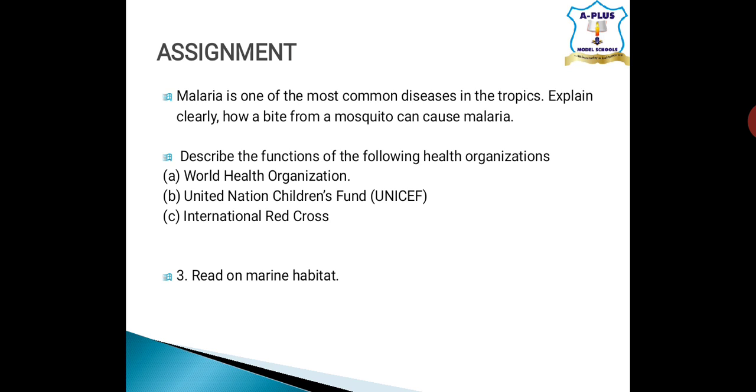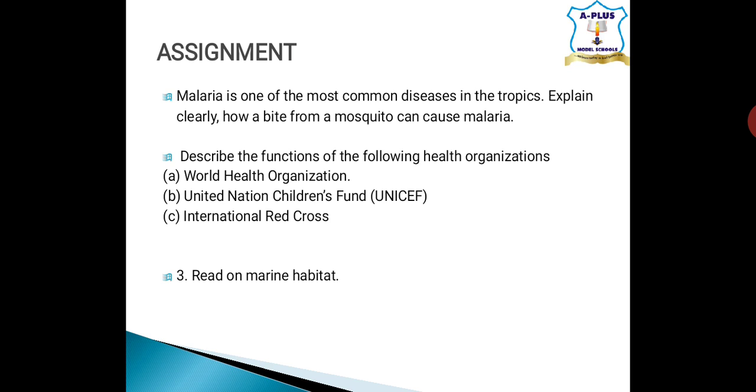Another one is: describe the function of the following health organizations. I think you have to consult the internet for this, or check your textbook. The first one is World Health Organization. I want to know their function, what they do. United Nations Children's Fund, UNICEF. I want to know what they do. International Red Cross. You list at least three of their functions, three of each of these organizations' functions.